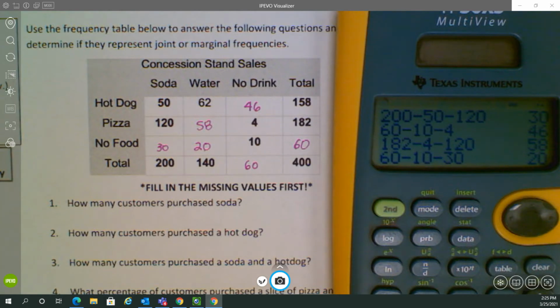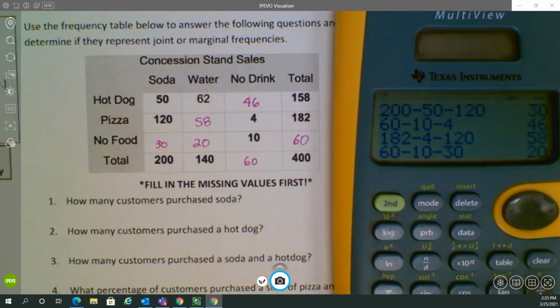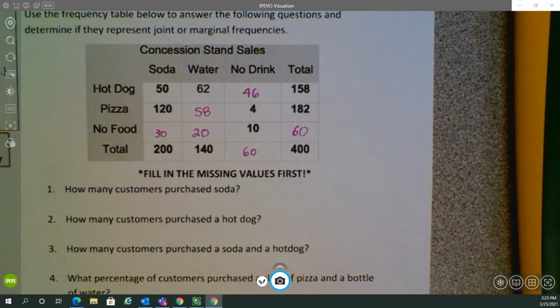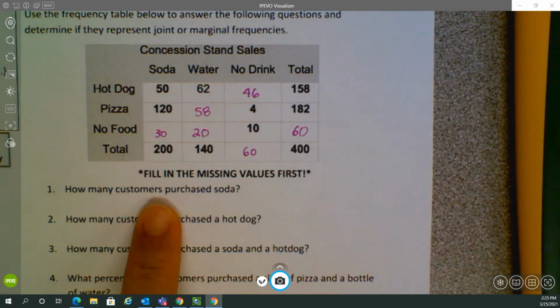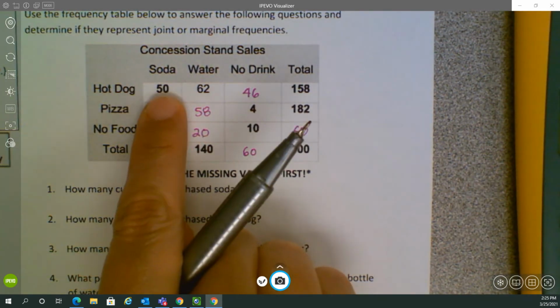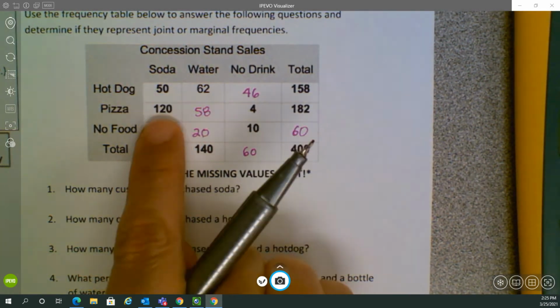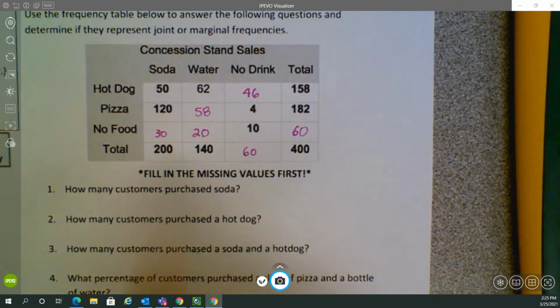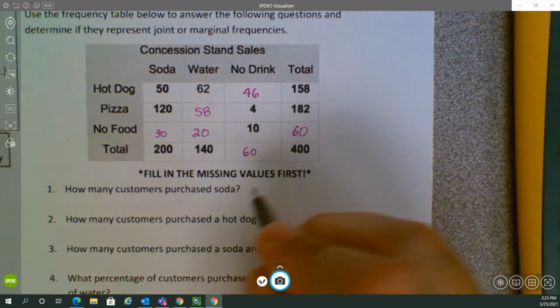Okay, so let's see if we can answer a few questions here about our data. All right, so how many customers purchase soda? Well, everyone who purchases soda is here. We have 50 plus 120 plus 30. So there are 200 people that purchase soda.